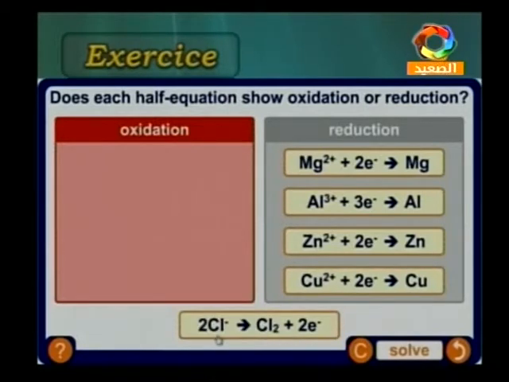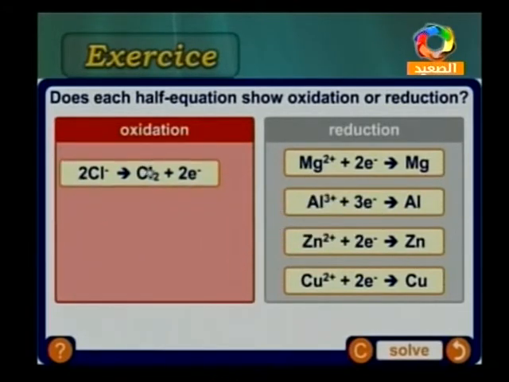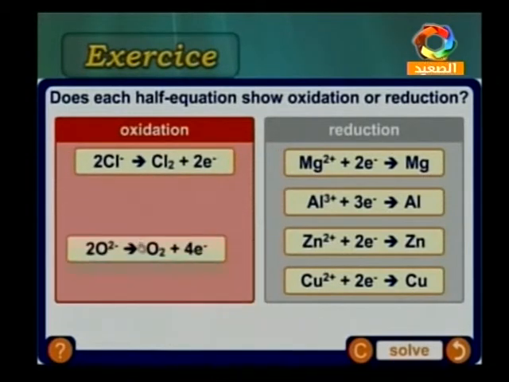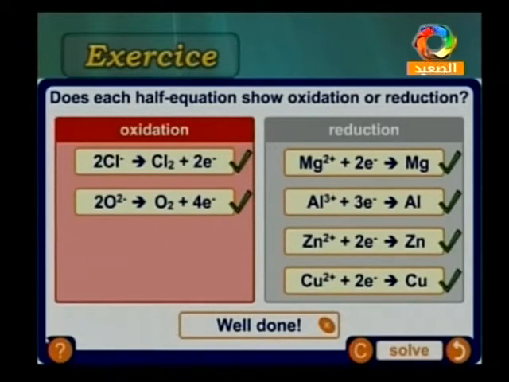But here we have 2 Cl minus, chlorine ion. This ion is negative 1, so it loses 2 electrons here to change into an atom. So do I put it here or here? Yes, here we have the oxidation. And after that we have the oxygen. I put it here also because they are similar to each other. If I have a correction, we have all of them are right.